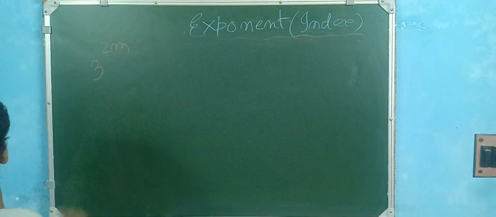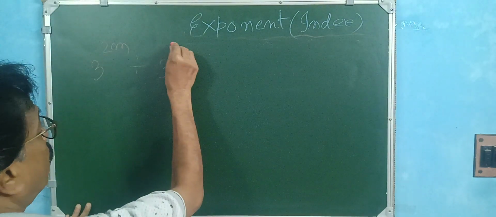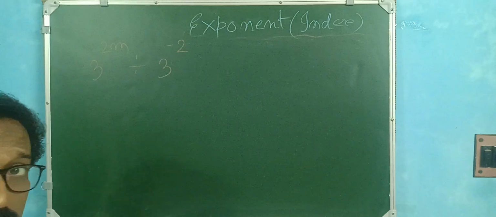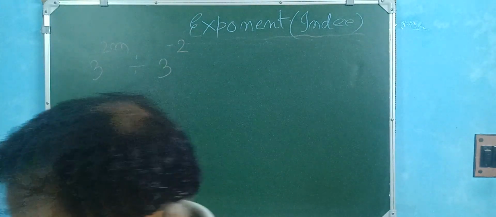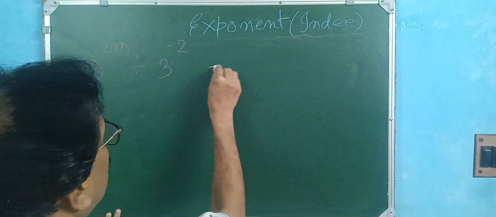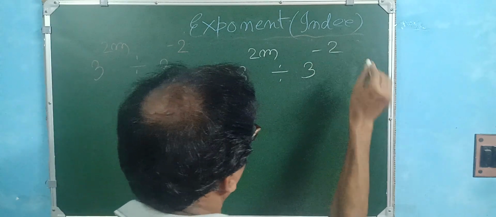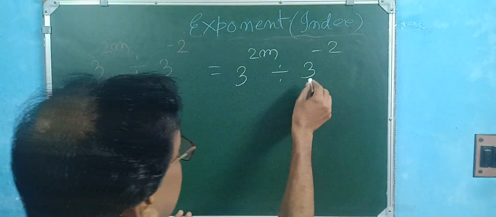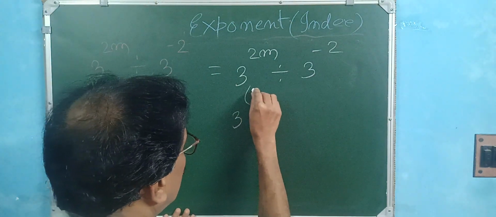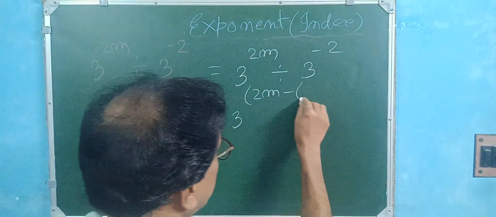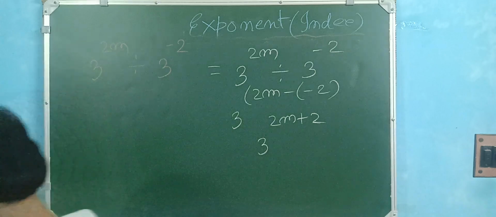One sum is there: suppose 3 to the power 2m divided by 3 to the power minus 2. In which way do you solve it? So this is 3 to the power 2m divided by 3 to the power minus 2. Directly, when the bases are the same in case of division, the power will be subtracted. So 2m minus of minus 2. So this is 3 to the power 2m minus minus, plus 2. This is the ultimate answer.